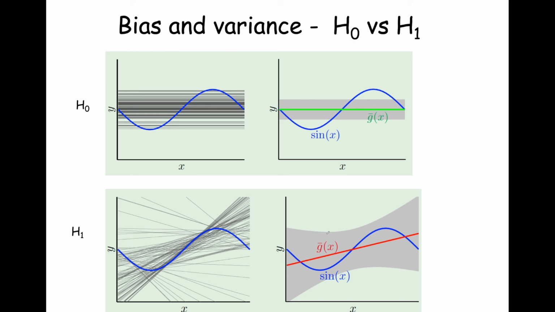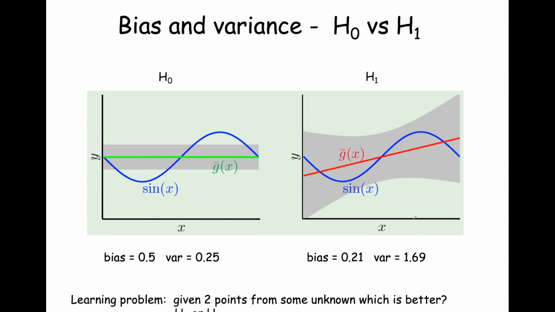And if you look at the variance here, the gray region, you notice that variance is much larger. But the bias, the difference between this G bar and this target function, if we were to take the mean squared error, would be smaller. A bigger hypothesis set, H1, has a smaller bias, the difference between G bar and our target function, but a larger variance, a larger gray region. So let's now calculate this.